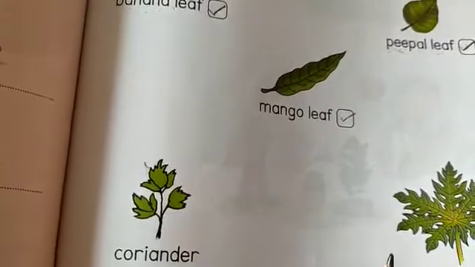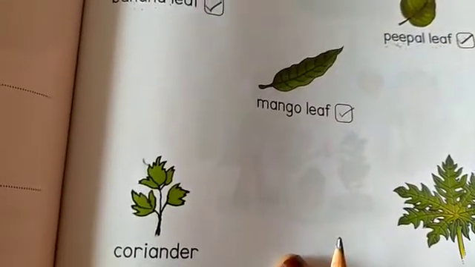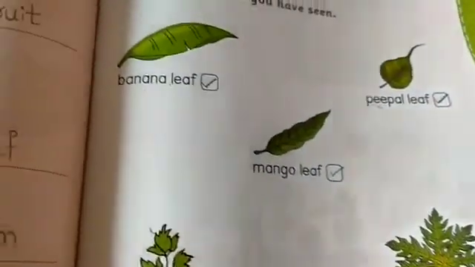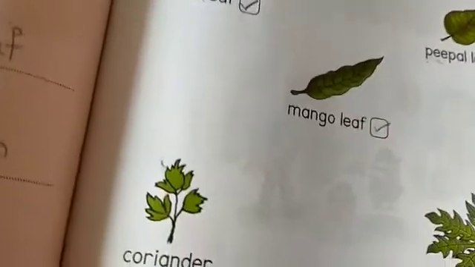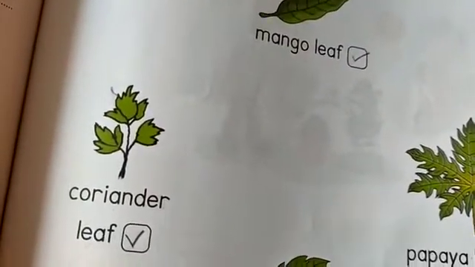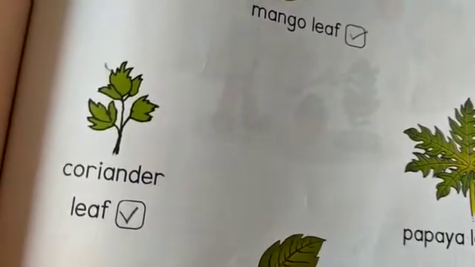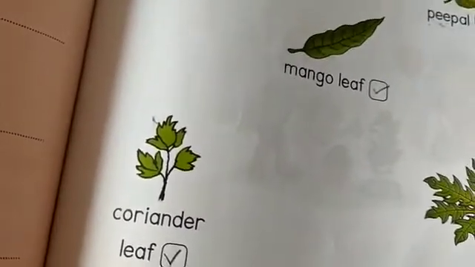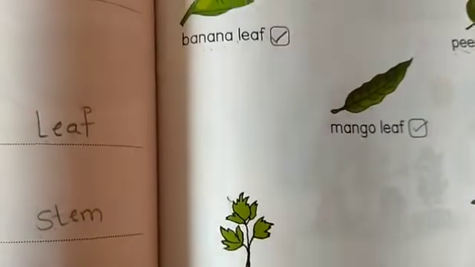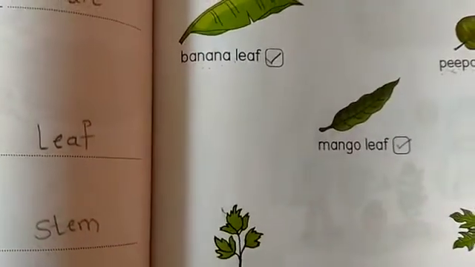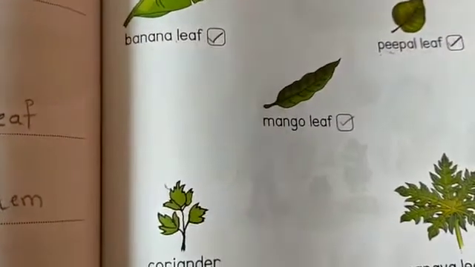It is also called the food factory of the plant because they prepare food for the plant by taking sunlight and carbon dioxide from the air, and water from the roots. From the roots given the water, and with water from the root, it prepares the food for the plant.